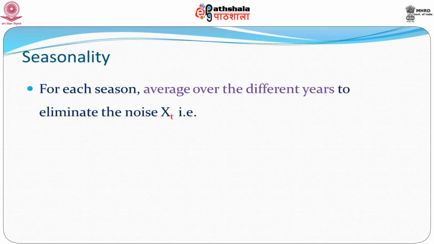For each season what we do is we average over the different years to eliminate the noise xt. So what we get from the difference to trend or the difference to moving average, this should have been the same, but there would be the noise caused by xt. So what we do is we average the st's out over the years, so that the noise is actually averaged out. So this is a more general formula. We are going to average the values over all possible seasons, particularly for a particular season over the different years.